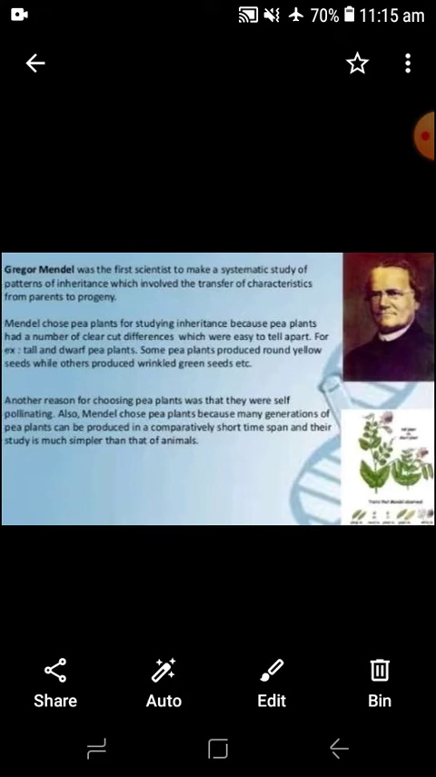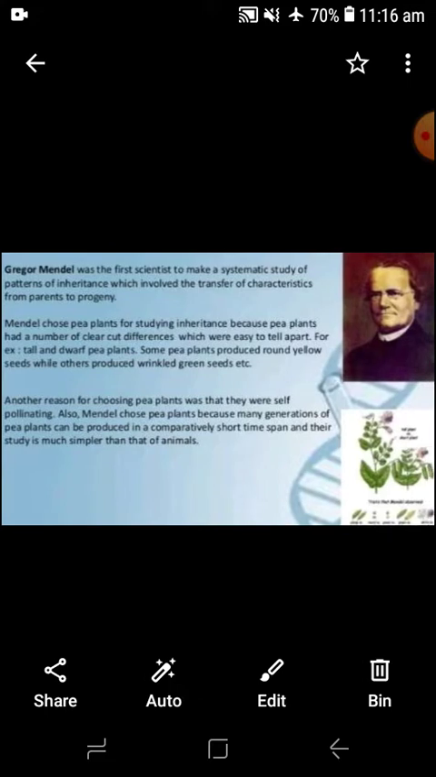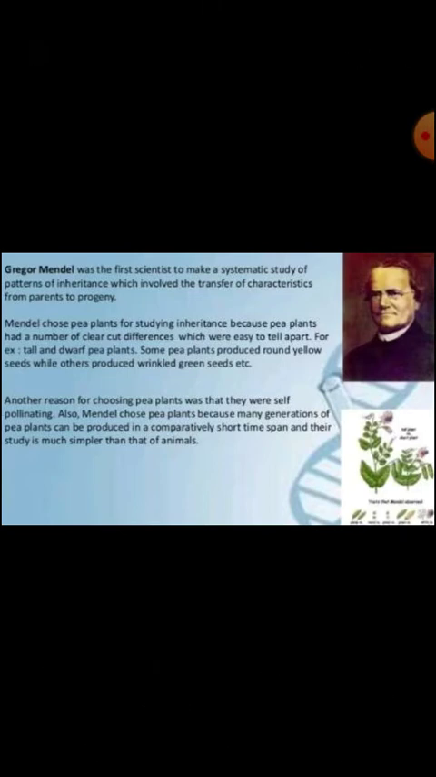For his experiment, Mendel chose the pea plant for studying inheritance because pea plants had a number of clear-cut differences which were easy to tell apart. For example, tall and dwarf pea plants. Some pea plants produce round yellow seeds while others produce wrinkled green seeds. There are 7 pairs of contrasting characteristics in pea plants, and that's why Mendel chose the pea plant.